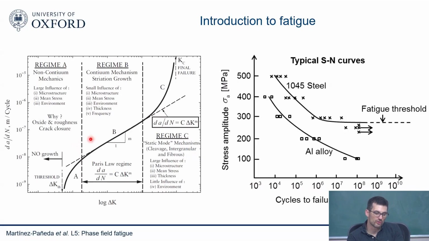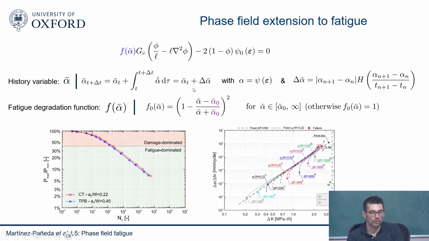But Paris law is only appropriate for a certain regime. So there's a danger that you're applying Paris law here, where it wouldn't make sense. There's a danger where you're applying Paris law here, where again, it wouldn't make sense. So this model not only reproduces Paris law, but it's also able to capture the whole experiment from the delta K threshold all the way to the complete failure. You can see it in all these cases for different load ratios. So it's quite promising. You can get S-N curves and Paris law out of the model. It's not an input to the model, it's an output of the model. This is the main difference with other existing models.